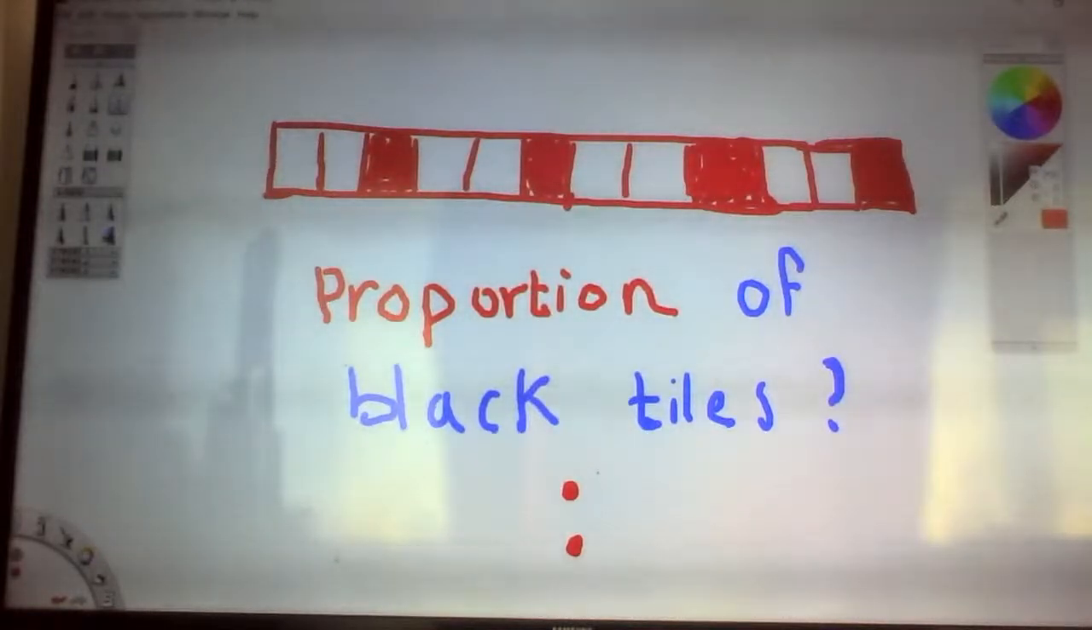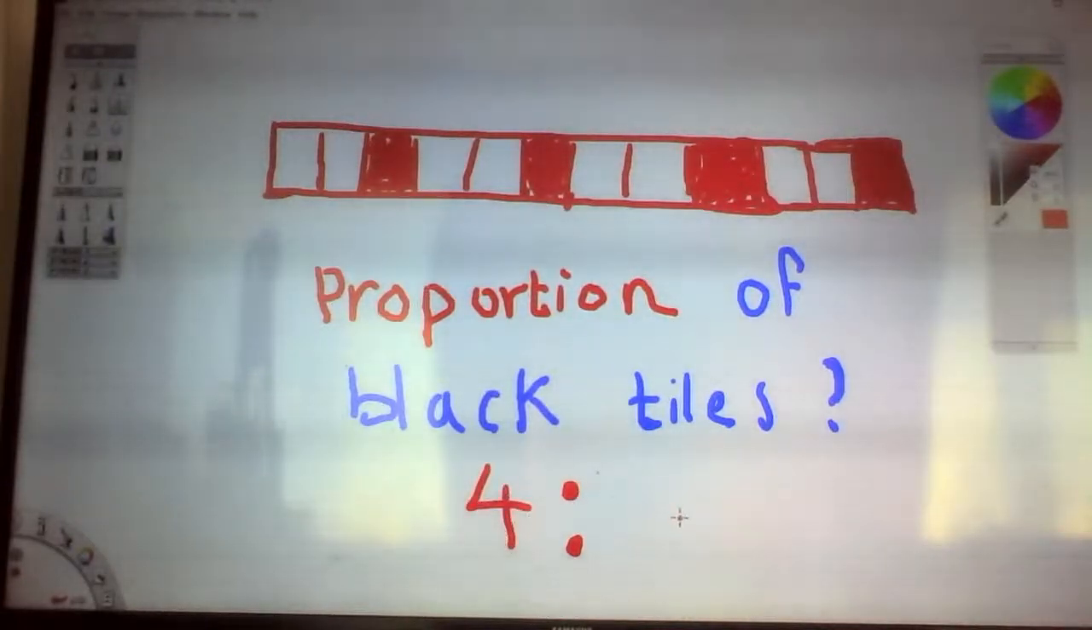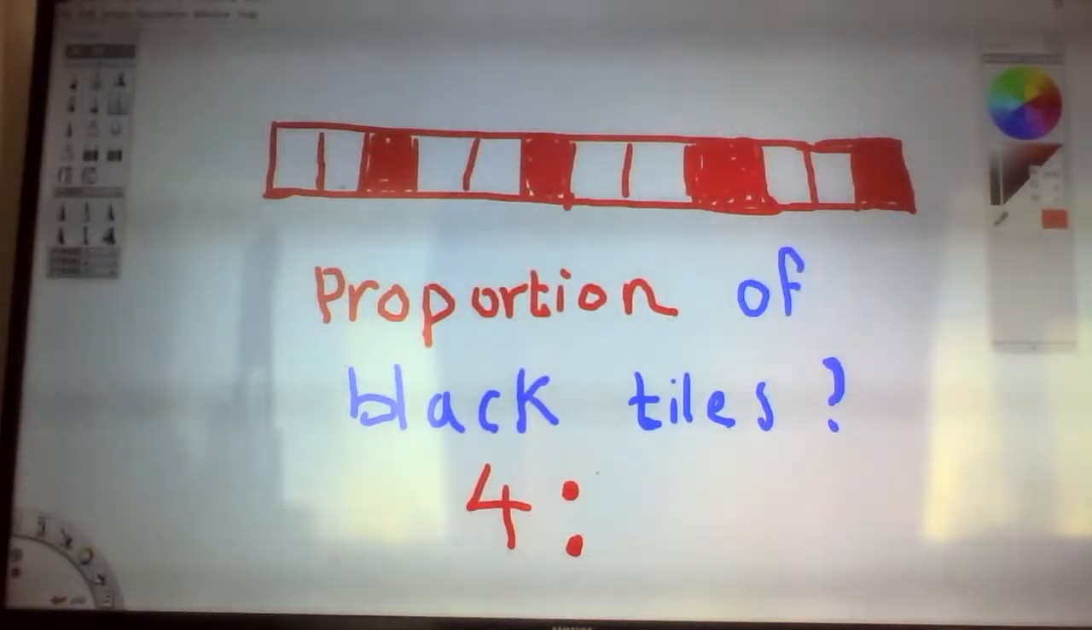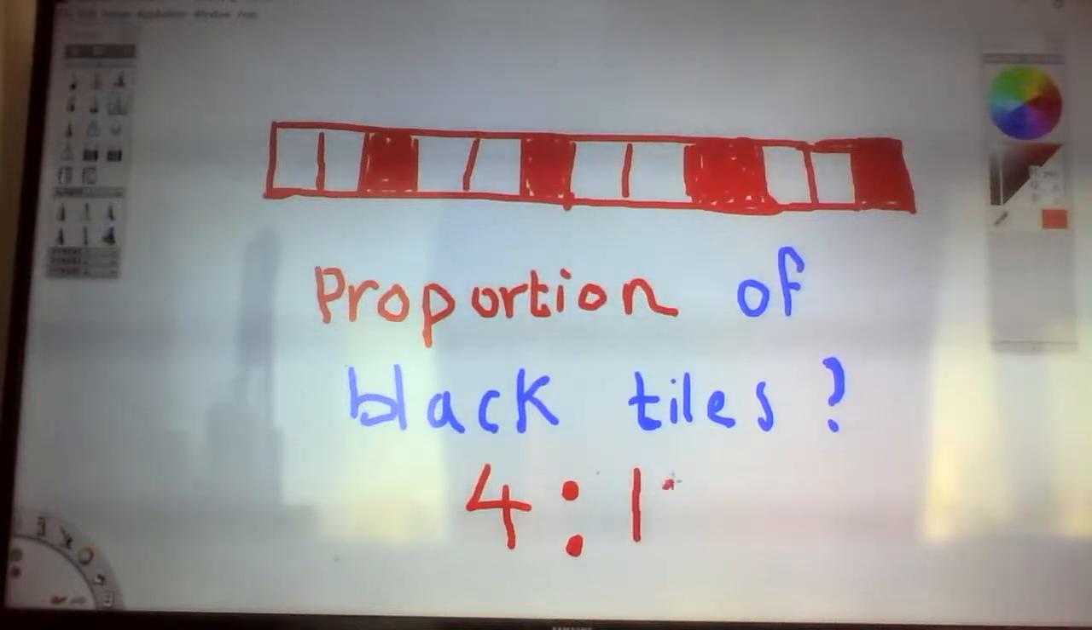Let's count. 1, 2, 3, 4. Now remember the word I said, whole, W-H-O-L-E, is important. What's the number for the whole? Let's count. 1, 2, 3, 4, 5, 6, 7, 8, 9, 10, 11, 12. So the proportion of black tiles is 4 to 12.